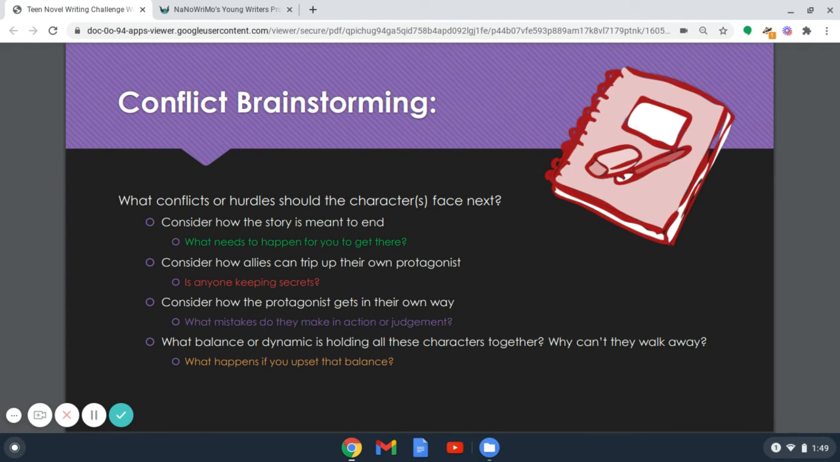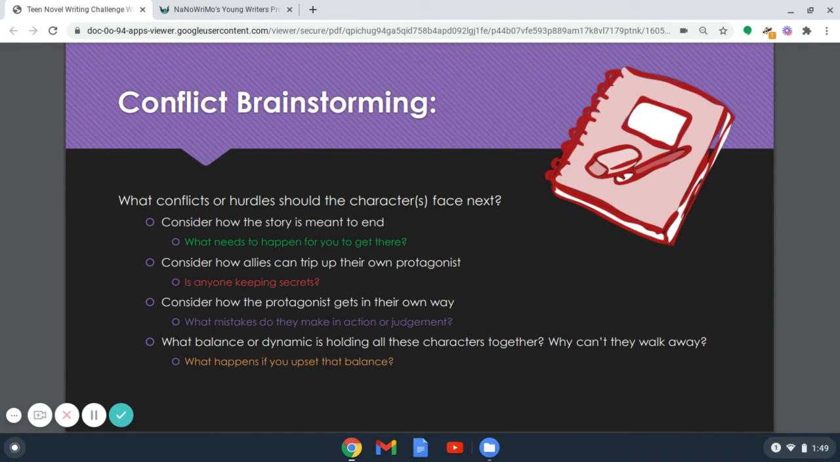So you want to think about the things that need to happen for your character to get there, the struggles they have to face, the lessons they need to learn, all of that stuff goes into creating the tension and conflict. You also want to consider how your allies can trip up their own protagonist. So is anyone keeping secrets from your character that maybe you need to know, or maybe they think that you don't need to know, but it turns out, the whole secret's blown wide open and then everyone's upset. It affects what's going to happen in the rest of the story.